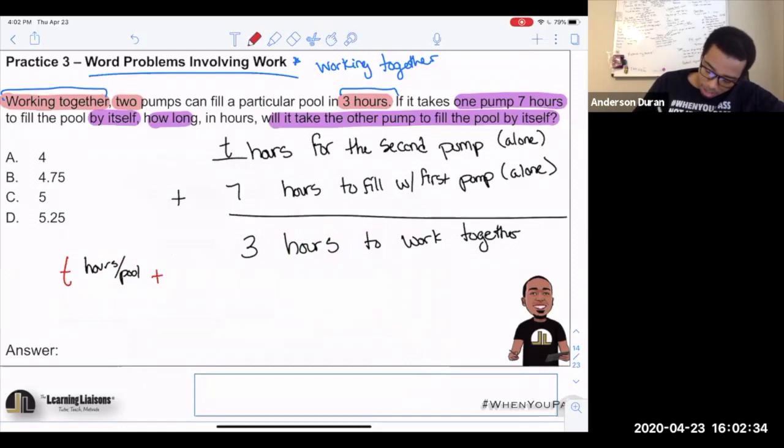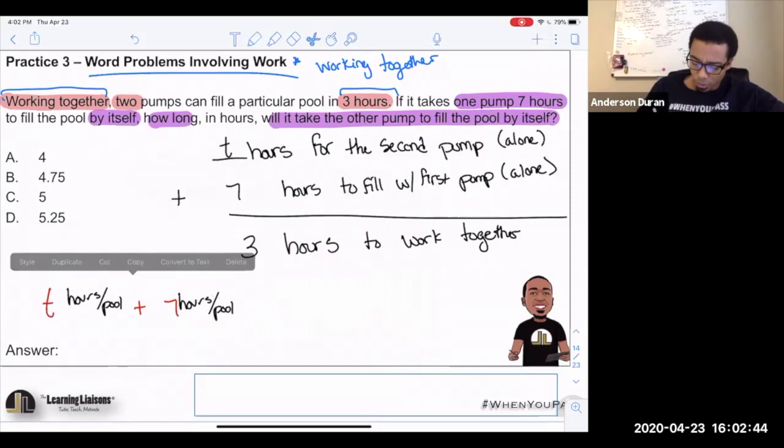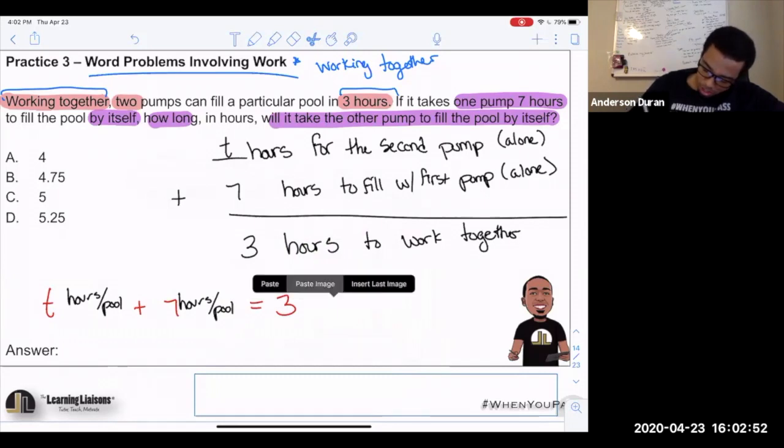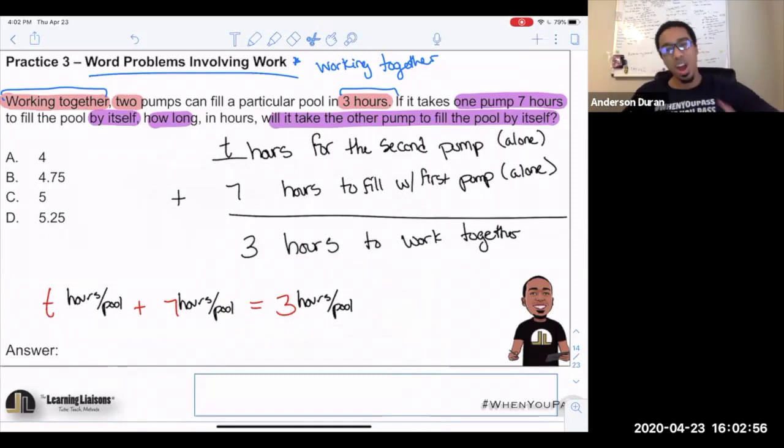and I add that to 7 hours for the other pump, again, it takes 7 hours to fill that one pool, so 7 hours per pool. I'm just trying to make this make sense in English first. If that's supposed to equal 3 hours, why is it that if you add hours up, especially with 7 here, you go down to 3?